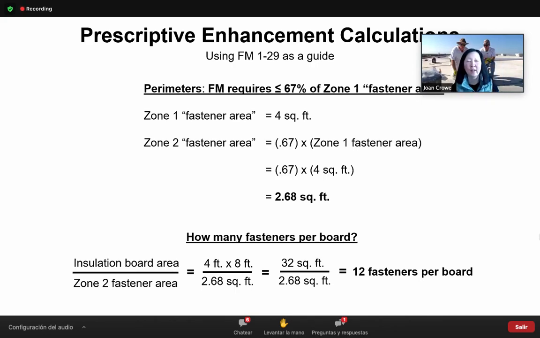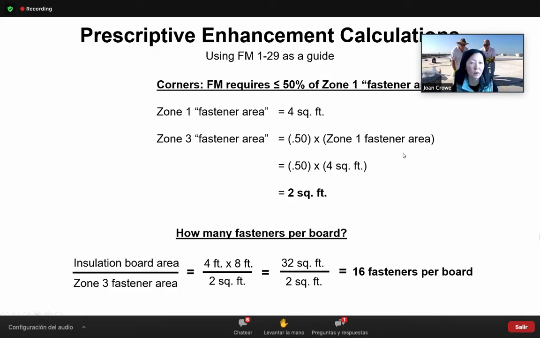FM1-29 says, in the perimeter, you cannot exceed 67% of the, quote, fastener area of what's used in zone 1. So if we recall, zone 1 uses 4 square feet. 67% of 4 square feet is 2.68 square feet. So our board, we're using 4x8 boards, which is 32 square feet. So you divide it by 2.68, and that ends up to approximately 12 fasteners per board.